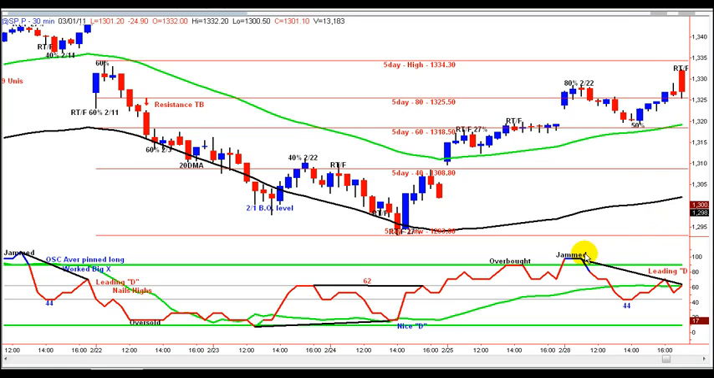Now I want to point out something. We have leading divergence. That is when the oscillator hits a high, it gets jammed. Very strong markets jam. Very weak markets jam. See, it gets jammed down here. And then we get divergence. But here we get leading divergence.